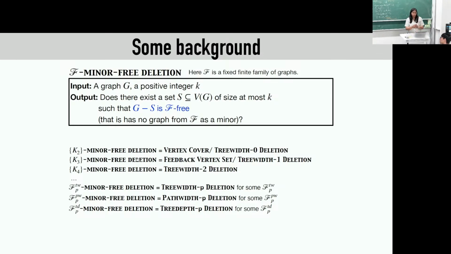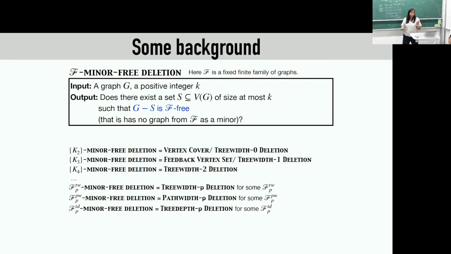Again, it's not important for you to understand what these terms are: tree width, path width, and tree depth. Just think of them as some graph parameters. The purpose of this slide is to say that if you look at some graph parameter, for example, tree width, and you ask whether you can delete at most k vertices such that the tree width of the resulting graph is some constant p, then this problem can also be formulated as an F minor free deletion problem. So F minor free deletion encompasses a wide range of problems.